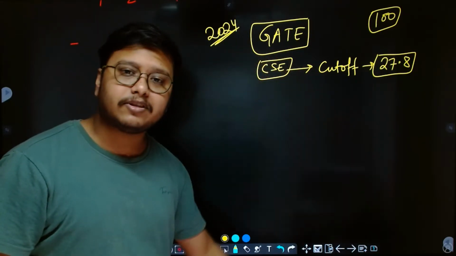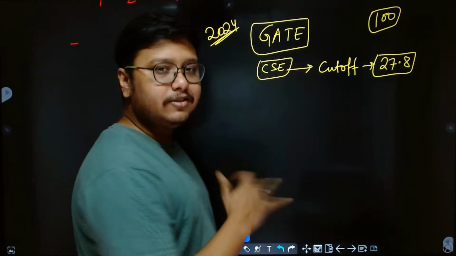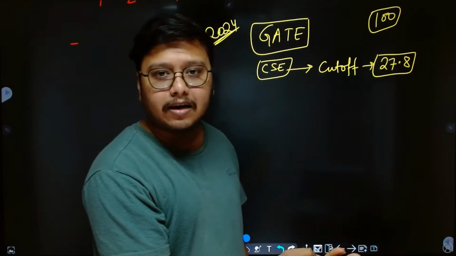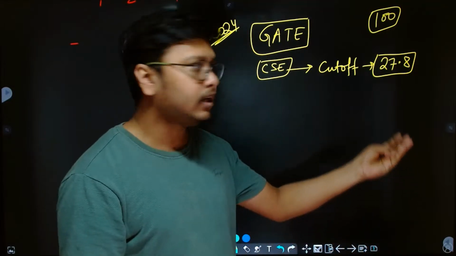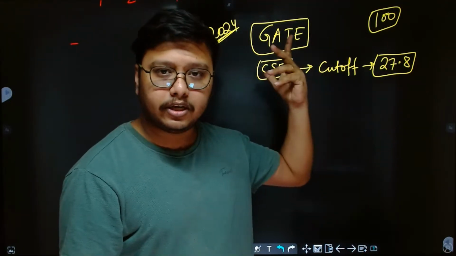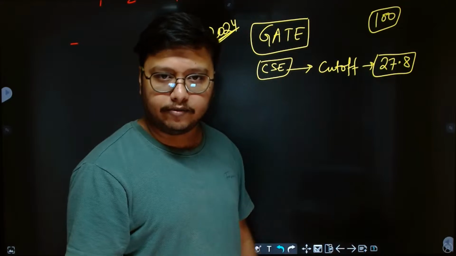For the reservation categories, the cutoff is even lower. So the cutoff is very easy to clear. If you just do the engineering maths portion and the general aptitude portion, you can score 30 there alone. So you can clear the cutoff just by engineering maths and GA. You don't even need to know your core paper. You can clear the cutoff and say I am GATE qualified.